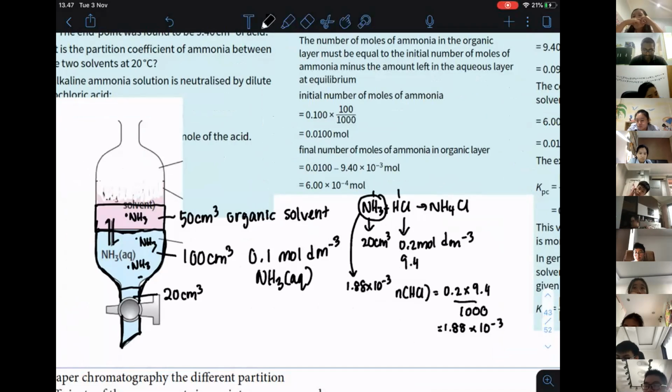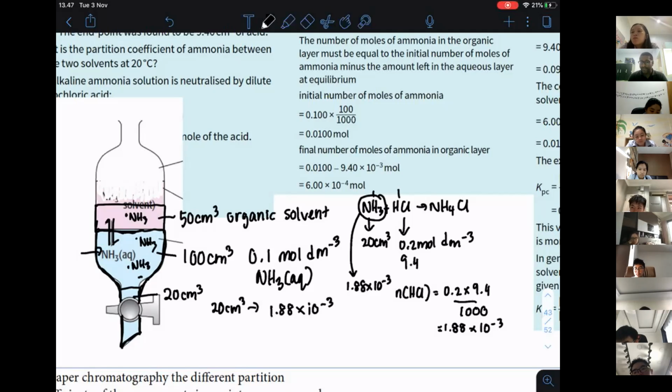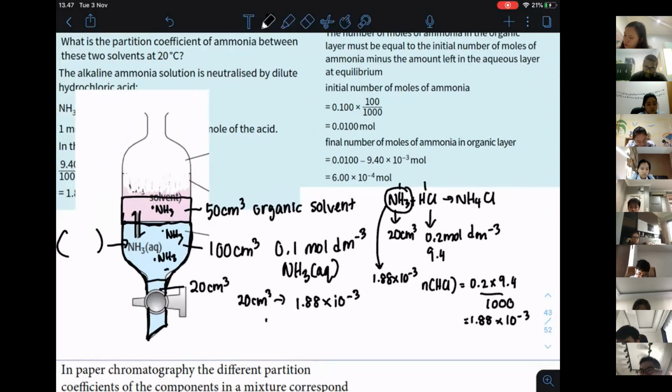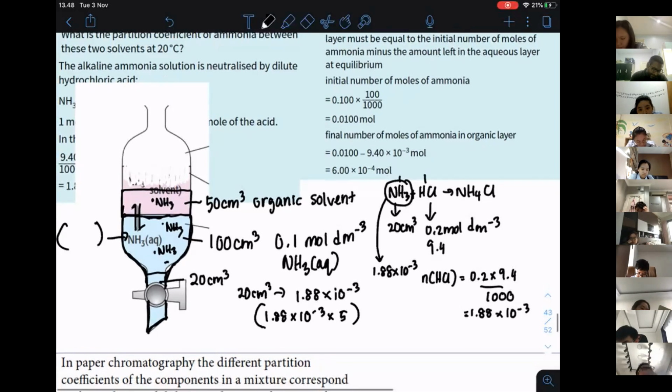If you want to find the number of moles of ammonia here, you need to times it by what, Jody? 20 cm cube contains 1.88 times 10 negative 3. How about 100 cm cube? Find 1 cm cube then times 100. Yeah, basically you just times by 5. Am I correct? Yes. So you will get the number of moles of ammonia here: 1.88 times 10 negative 3 times 5, which is 9.4 times 10 negative 3.